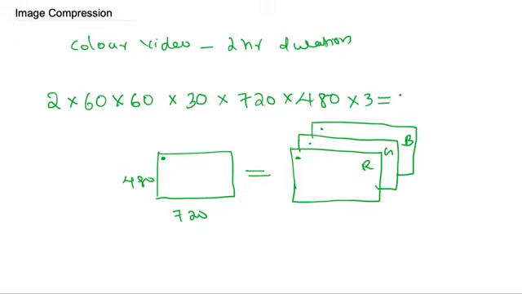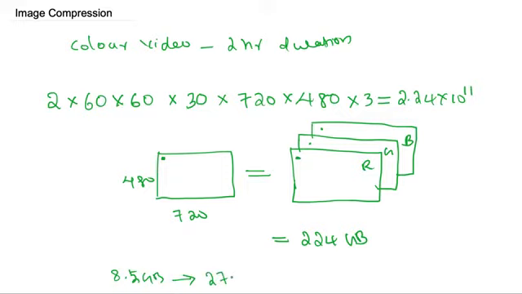If you calculate, this number comes around 2.24 into 10 raised to 11. That means if you convert that into usual data size representations, this will be around 224 GBs. If you take this number into perspective, suppose you have an 8.5 GB DVD, then in order to store a single video you will require around 27 DVDs.